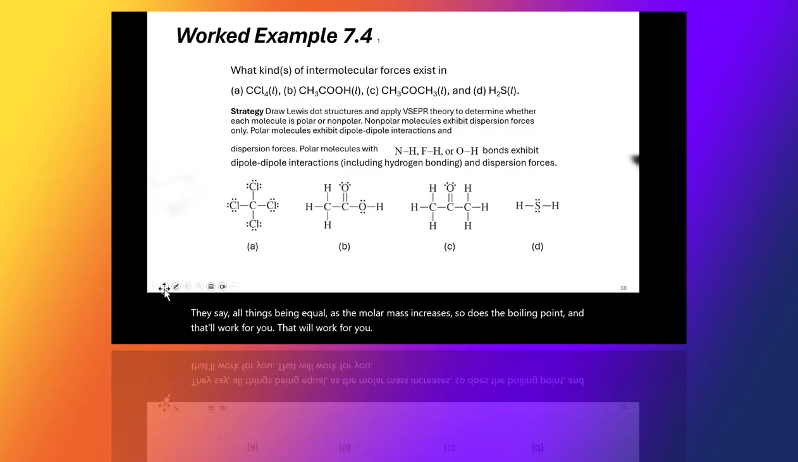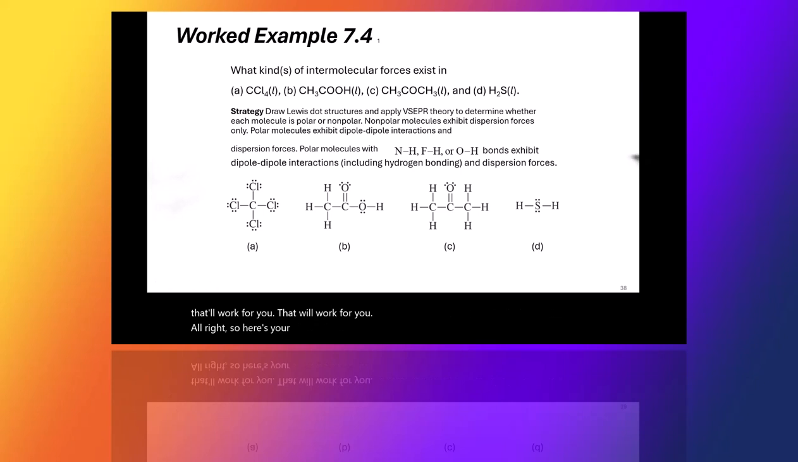All right, so here's your test. Here's your test right here. After talking about dipole-dipole intermolecular forces, a special type of dipole-dipole called hydrogen bonding, and then dispersion forces, which are instantaneous dipoles, be able to label the types of intermolecular forces that exist. Okay? So it says what kinds of intermolecular forces exist.